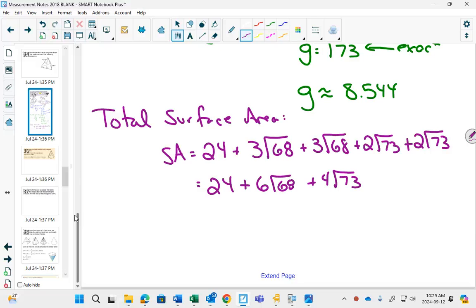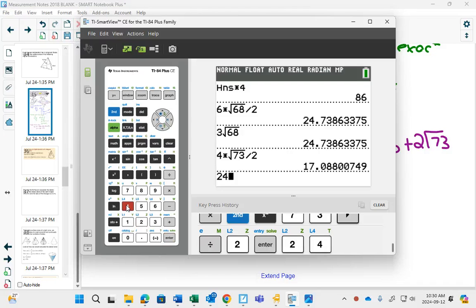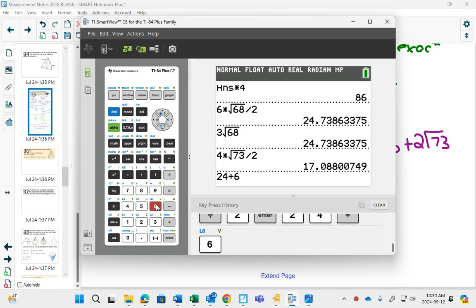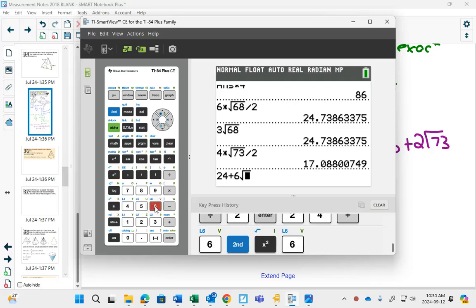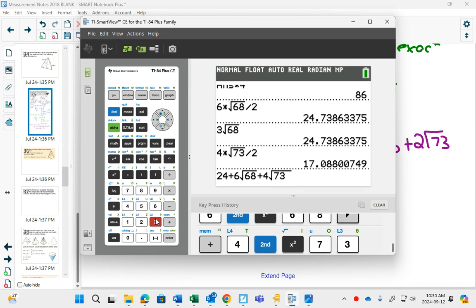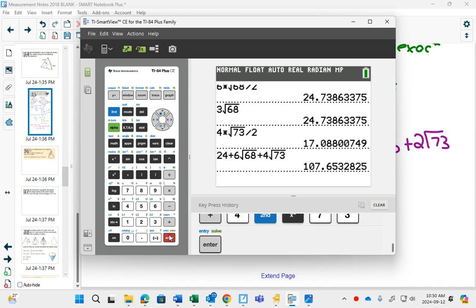We are in grade 10 pre-calculus, and this question said to the nearest meter. So now I'm going to go to my calculator and type this in. 24 plus 6 square roots of 68 plus 4 square roots of 73. I'm going to push enter, and it gives me 107.65.